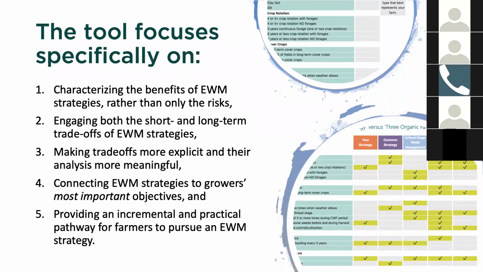So there's 5 broad things that the tool focuses on. And don't worry, we are going to get to the tool pretty soon, but I just want to do a little bit more background. First, the tool is going to focus on characterizing the benefits of strategies rather than the risks. I talked about that a little bit earlier. We want to engage both the short and long-term trade-offs of different strategies. And this is something that the tool spends a lot of time on, and I'm going to spend a little bit more time talking about.